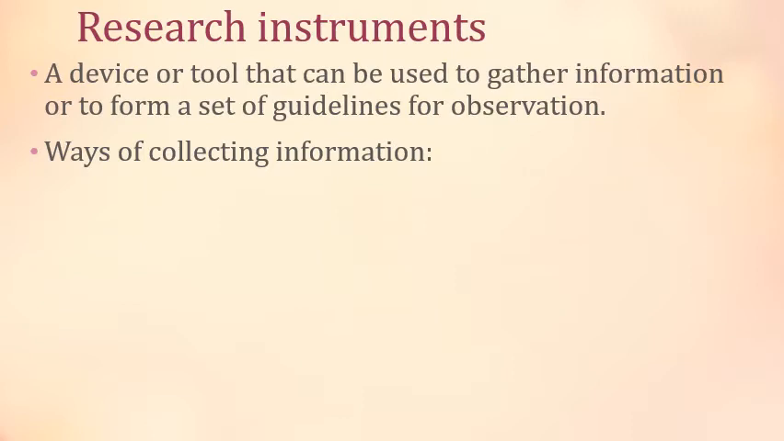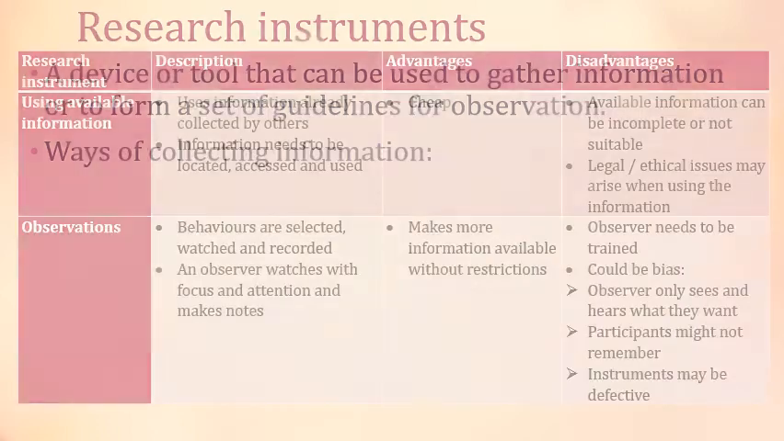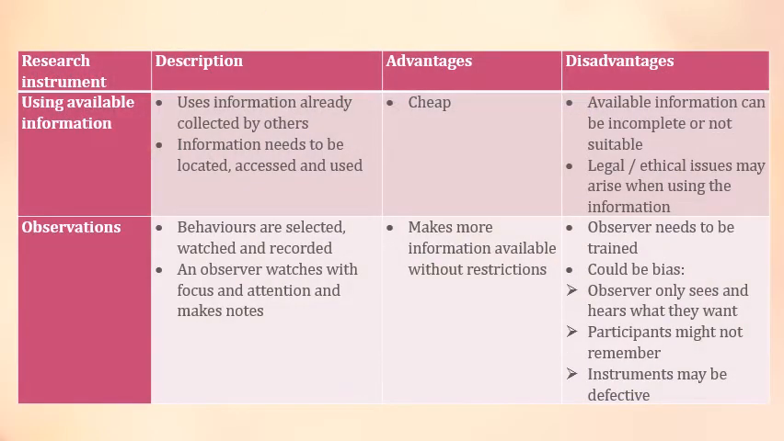Research instruments. It is a device or tool that can be used to gather information or to form a set of guidelines for observation. There are different ways of collecting information. Okay, first we're going to have a look at using available information. This is when you use information that is already collected by other companies or other persons. Now, this information needs to be located, accessed, and used.